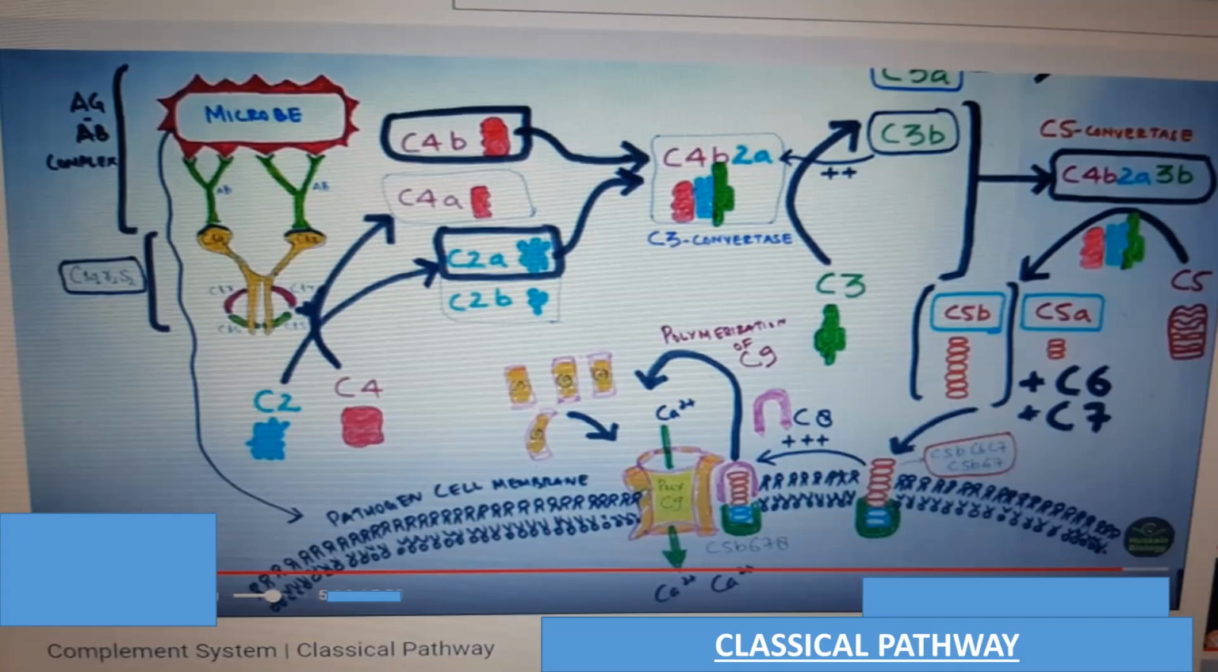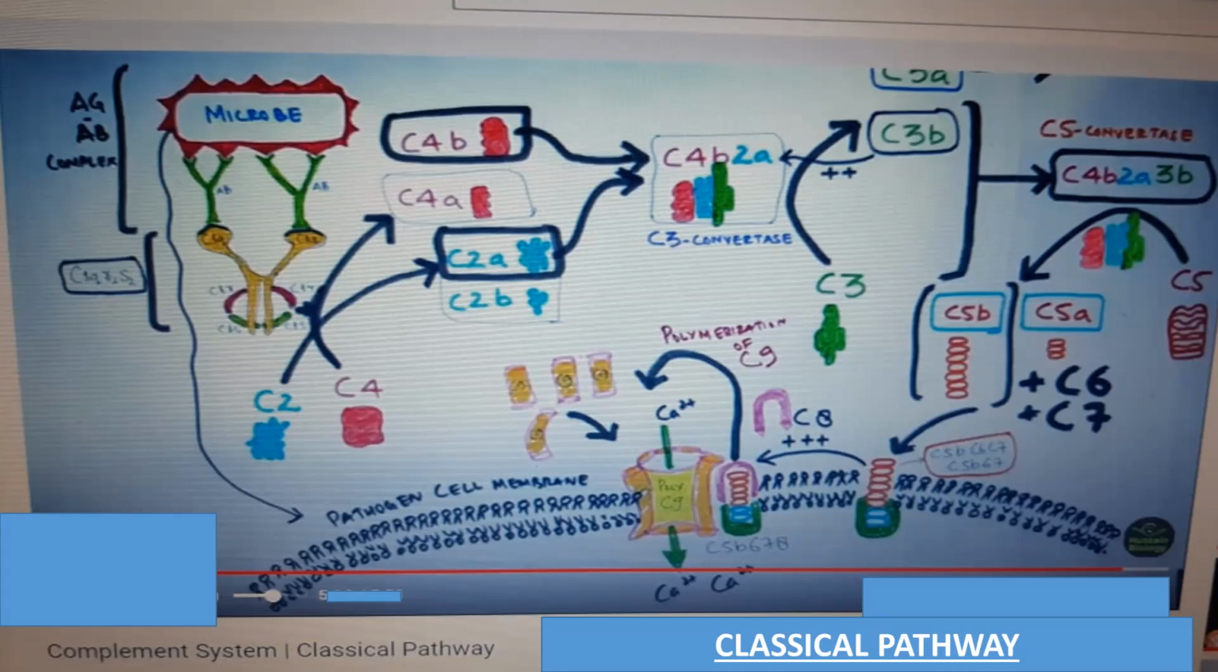Here, the C3A anaphylotoxin diffuses away from the cascade. C3B is left, which combines with this C3 convertase. So we will get C4B, C2A and C3B, and we get another enzyme which is known as C5 convertase enzyme. Understand? So after forming C3 convertase, we get C5 convertase enzyme.